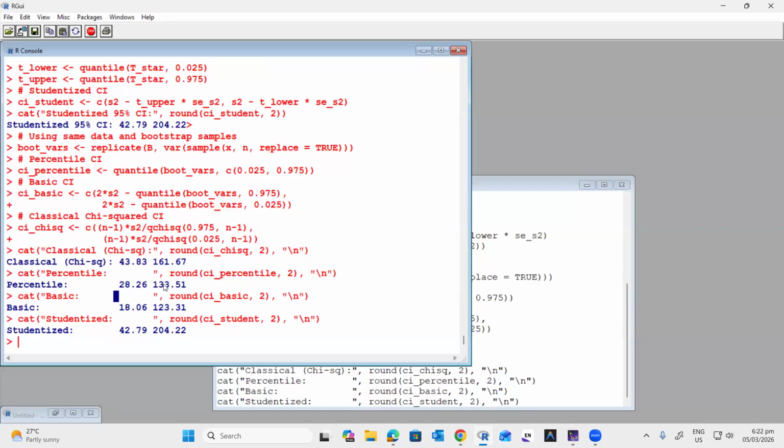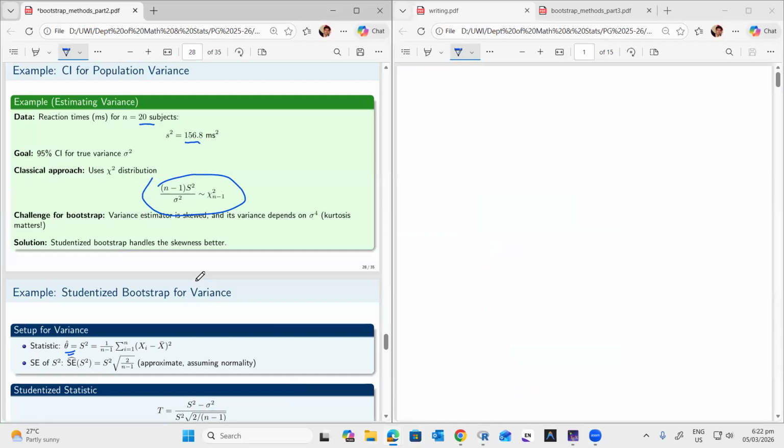But here you can see that the width of the confidence interval for the others is not that good compared to the studentized one. So studentized was much better compared to the percentile and the basic confidence intervals here.